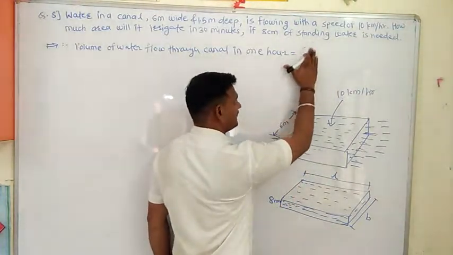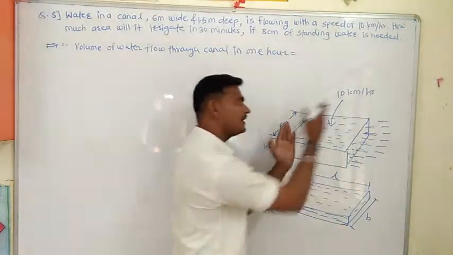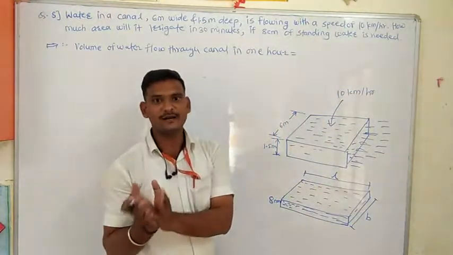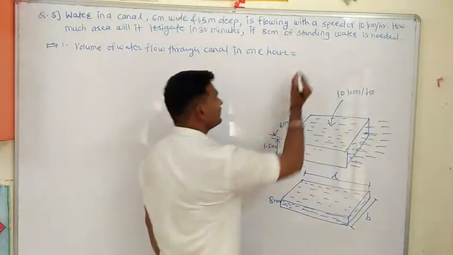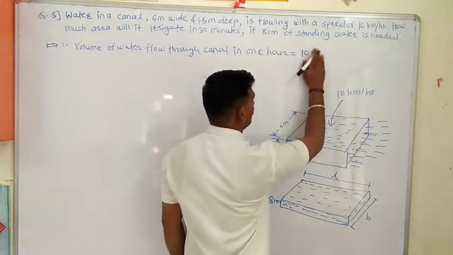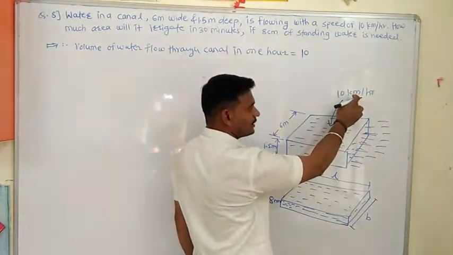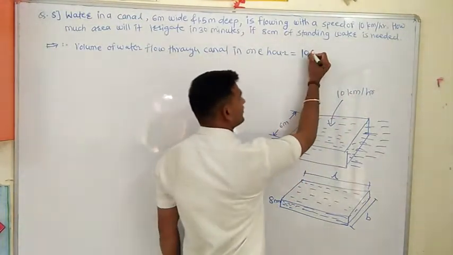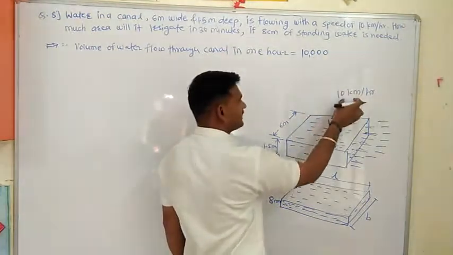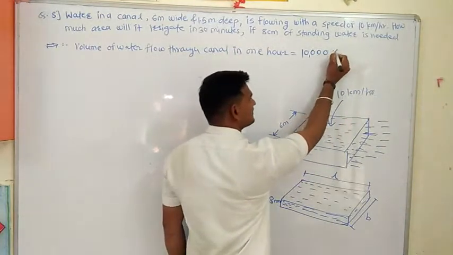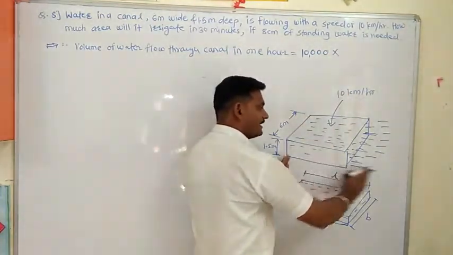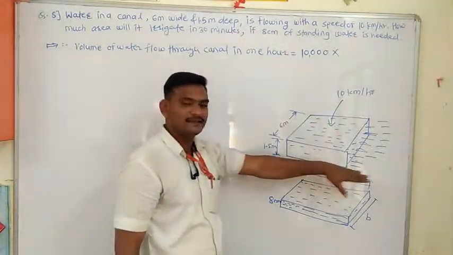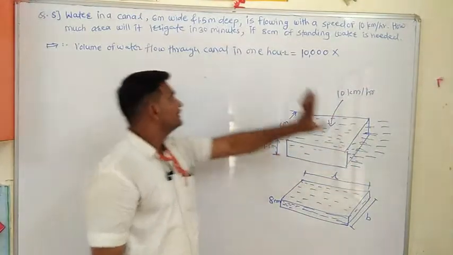Length, how much? First we have to take a length. How much distance will it cover in 1 hour? That is 10 km. Therefore, we have to consider 10 km per hour as the length. 10 km means we have to take it in meters. How many meters? 10,000 meters. This 10 km can be written as 10,000 meters. It is a length. In 1 hour it will cover 10,000 meters. Therefore, we have to consider the length as 10,000 here.